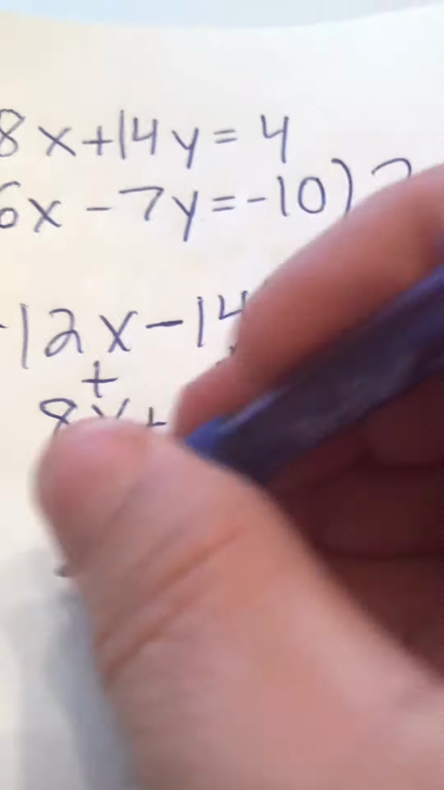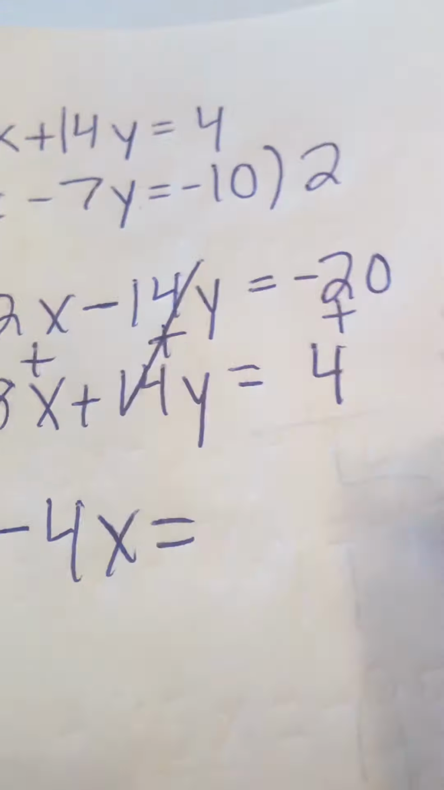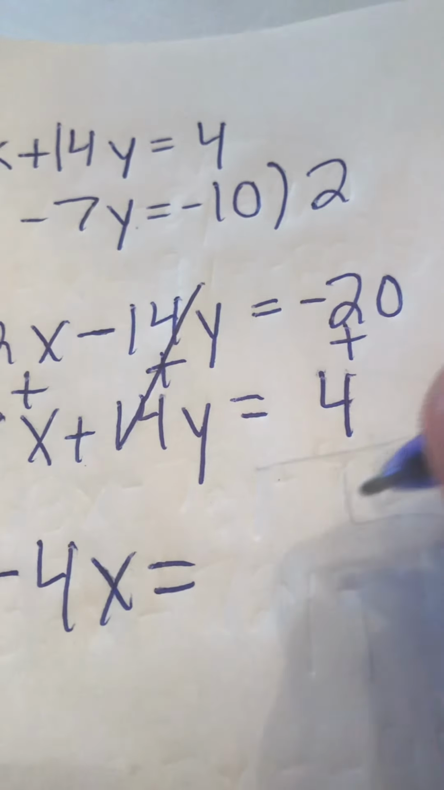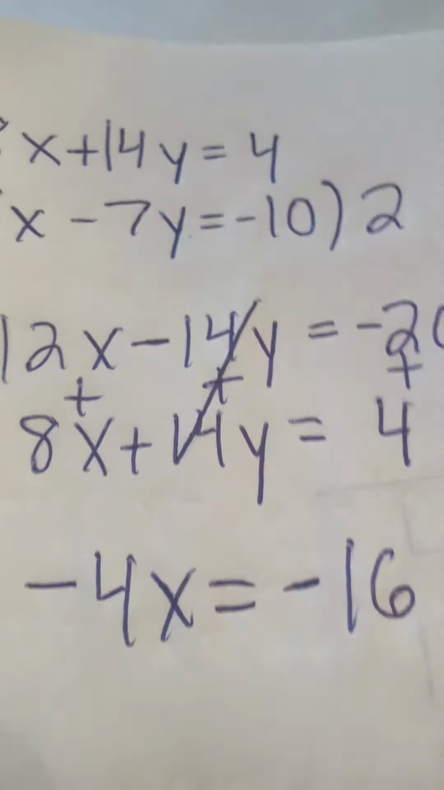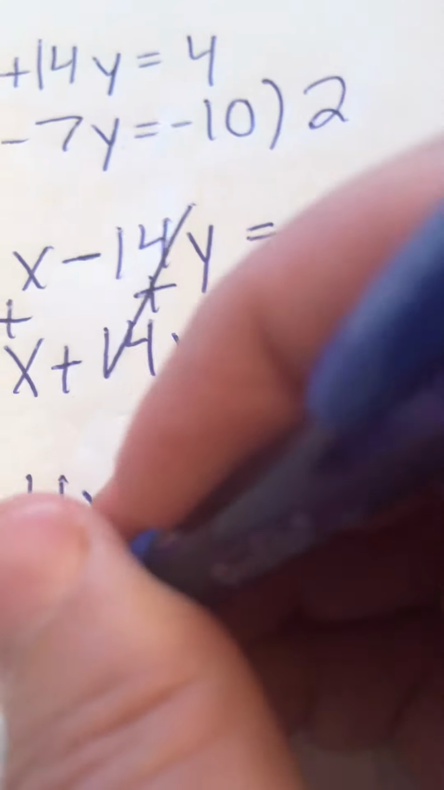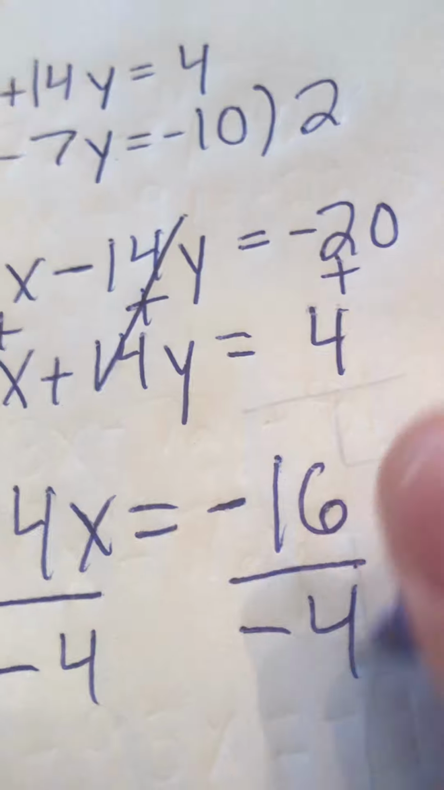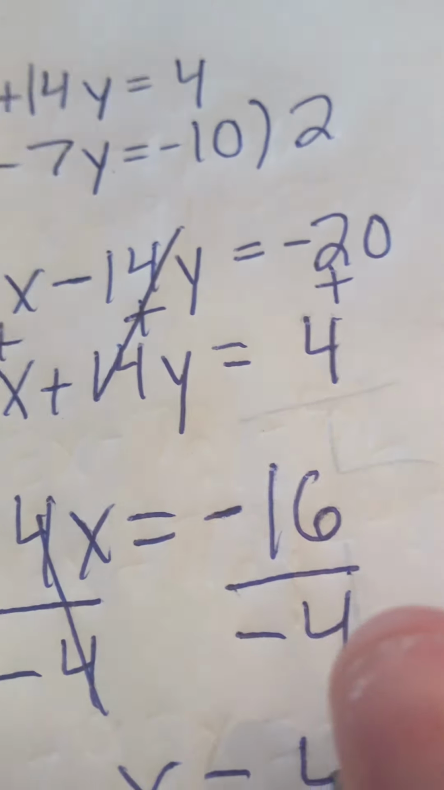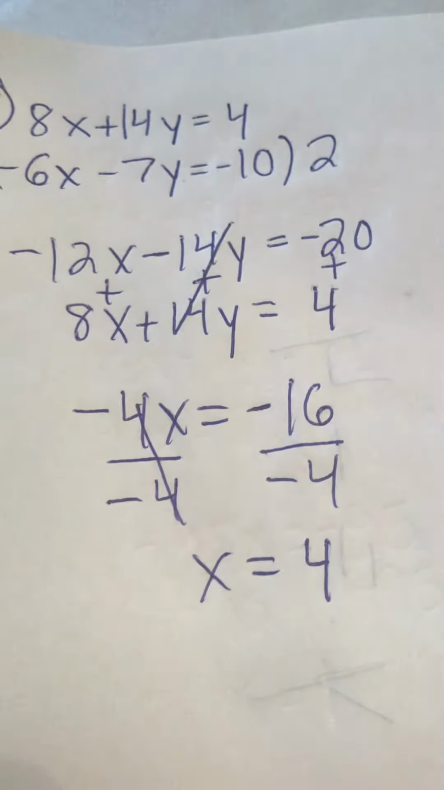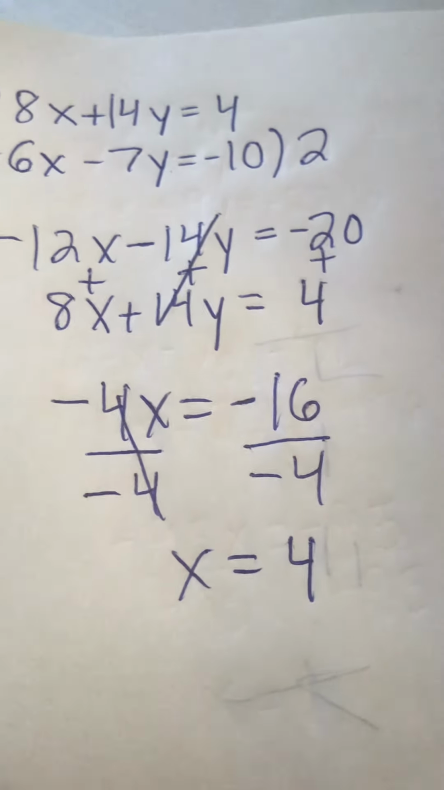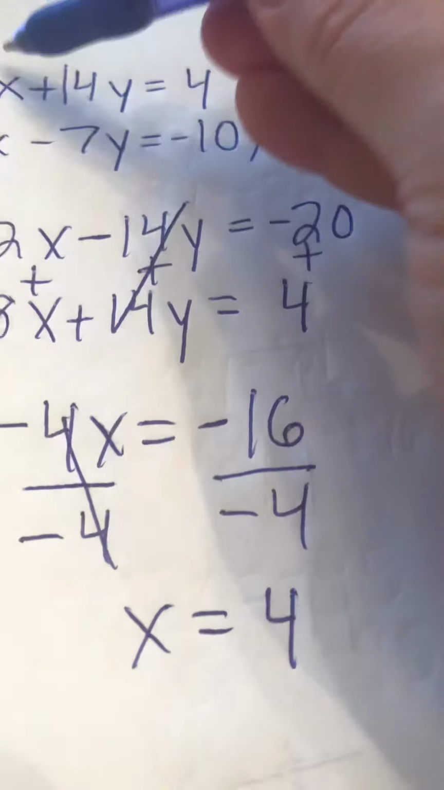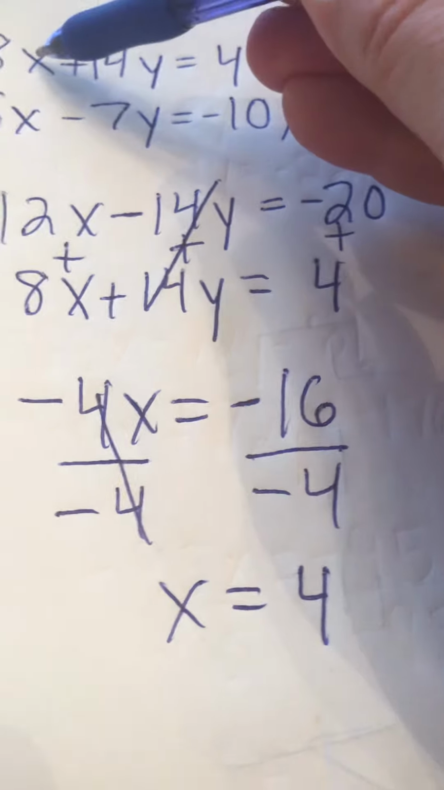Negative 12 plus 8 is negative 4x. Negative 20 plus 4 is negative 16. Go ahead and solve for x there by dividing by negative 4. x is equal to 4. Okay, so we have our first point. Remember, we need an x and a y. We got our x being 4, so we're going to plug it in there.